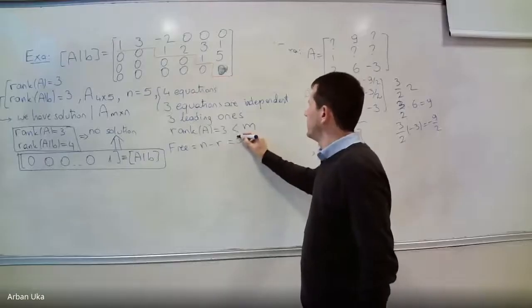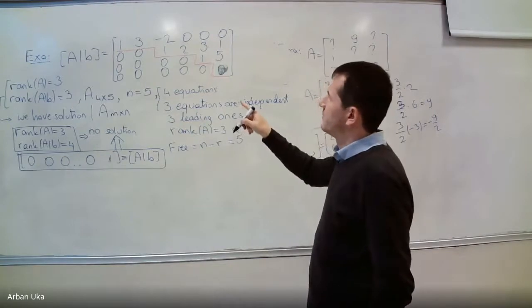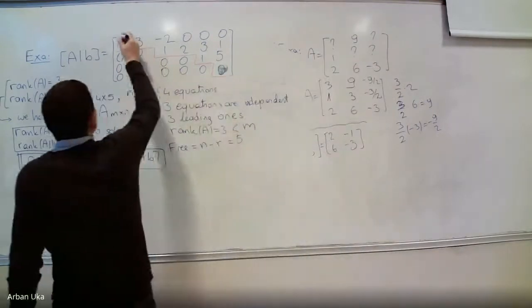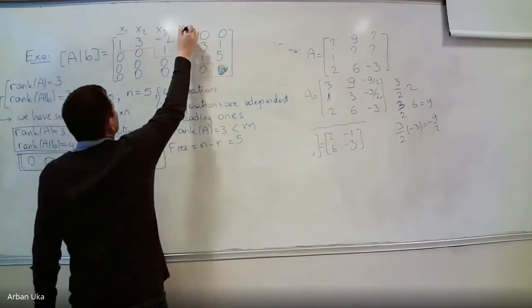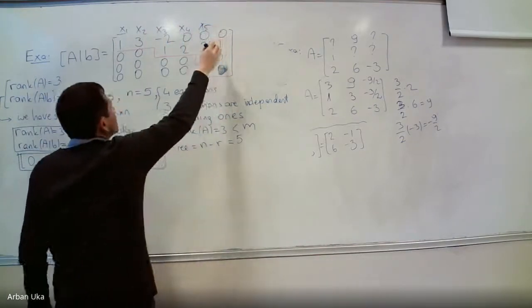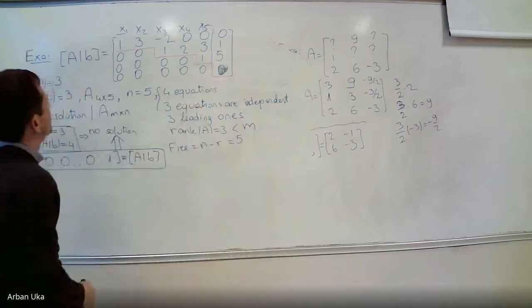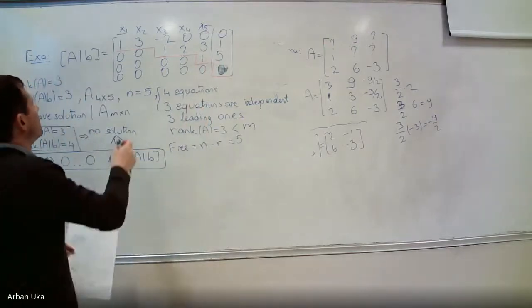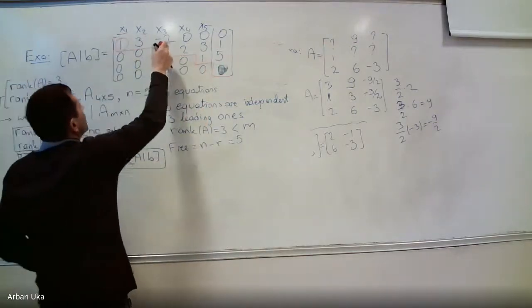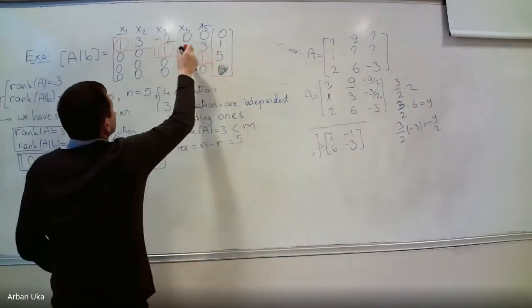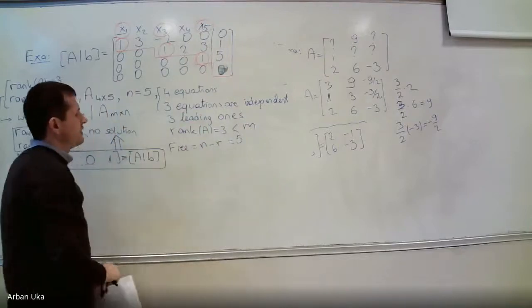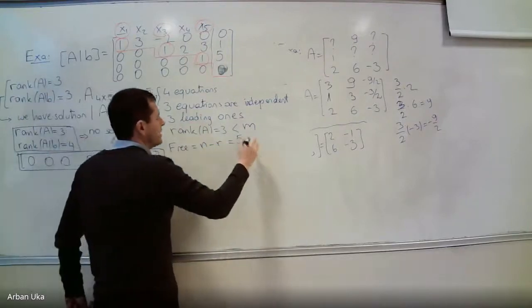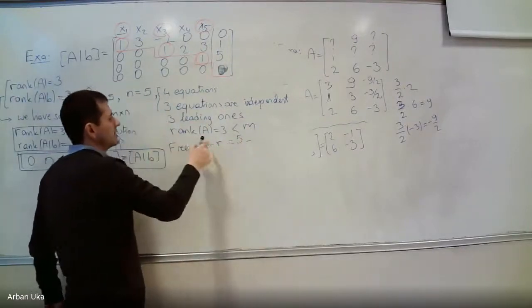We have 5 variables, so if we are to solve this system, we write x1, x2, x3, x4, x5. Out of these, which ones have a leading one? It's x1, x3, and x5. So how many free variables do we have? 5 minus the rank, which is 2.